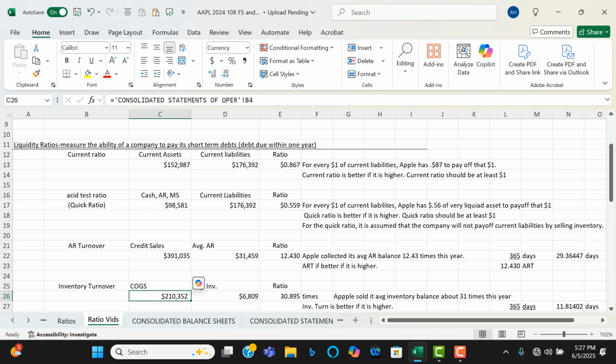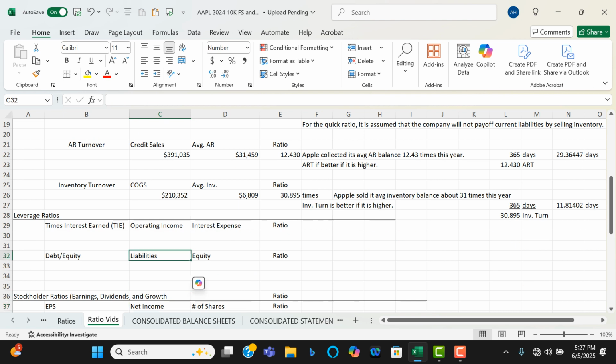So anyway, be sure to understand that the first two ratios are coverage ratios. These first two are: can you cover your current liabilities? And these next two are: are you converting your non-cash current assets quickly into cash? Anyway, and finally, these leverage ratios, they're going to be the same thing, but they measure your ability to pay off your long-term debt. So that'll be the next video.